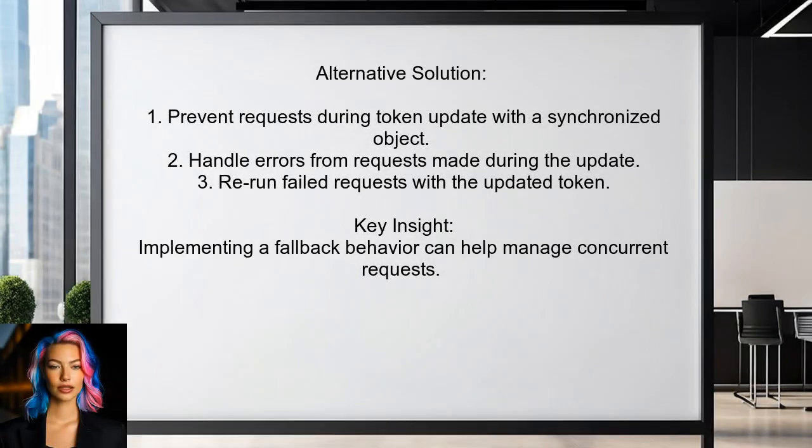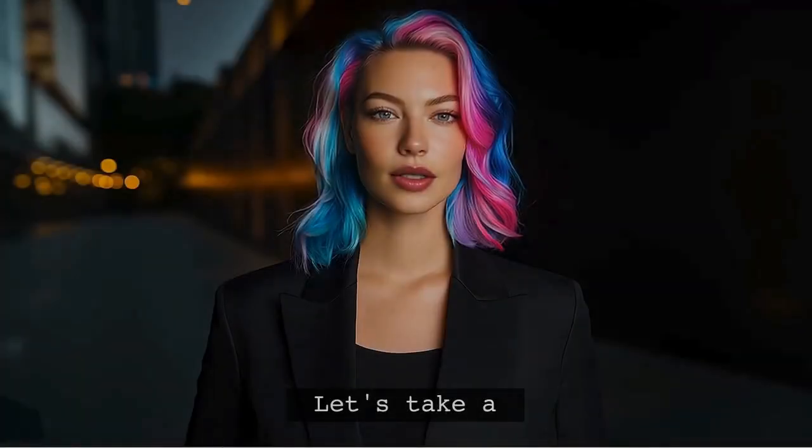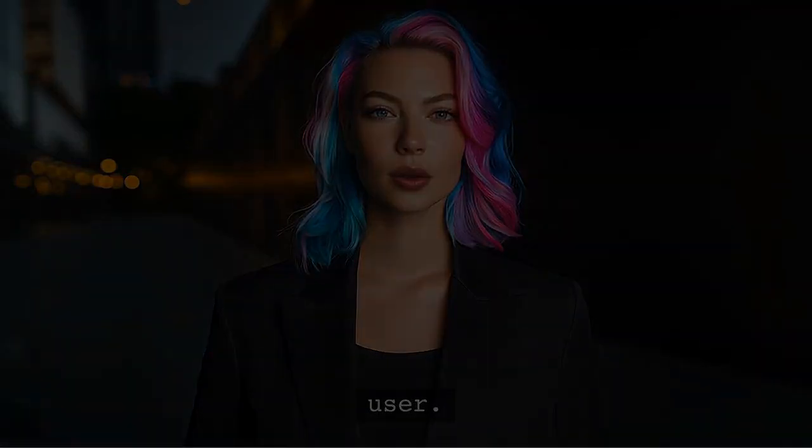This user suggests that the issue arises when multiple requests are sent while the token is being updated, leading to errors. They propose a solution to prevent all requests during the token update using a synchronized object. However, this won't address requests that have already been sent. Instead, they recommend implementing a fallback behavior. This means handling the error from requests made during the token update by rerunning those requests with the newly updated token. Let's take a look at another answer from another user.